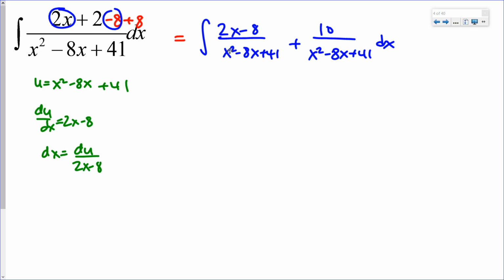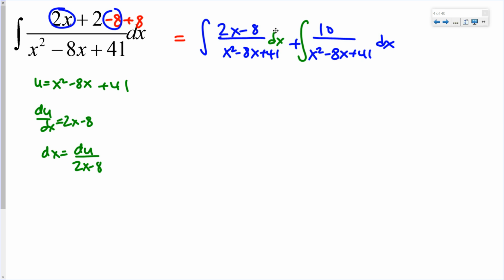And so what I did was I thought I got to do one problem, but oh boy, I get to do two integrals. And if I do both of these integrals and it works out, then I just add the answers together. It's a buy one, get one free problem. All right, so let's look at this left side. On this left side, if I make u equal to x squared minus 8x plus 41, the derivative will be 2x minus 8. Dx would be du over 2x minus 8.